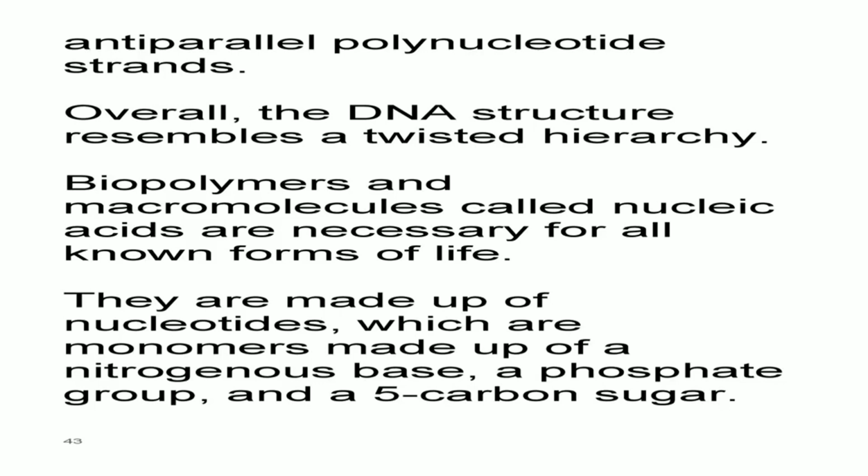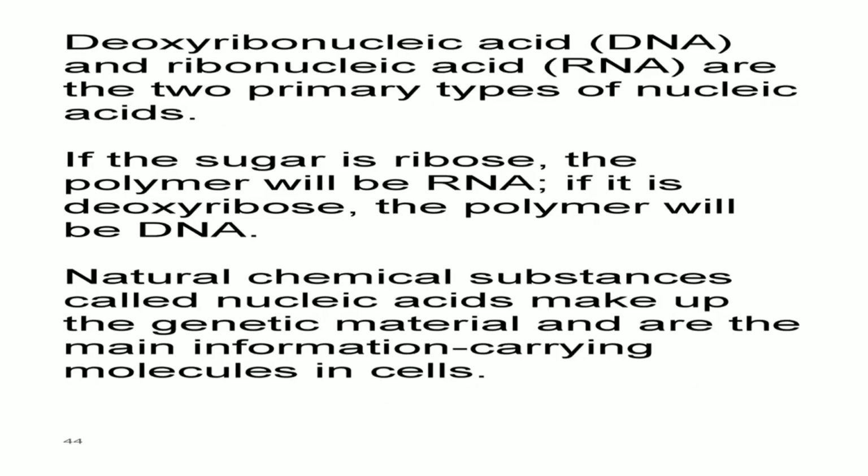Biopolymers and macromolecules called nucleic acids are necessary for all known forms of life. They are made up of nucleotides, which are monomers made up of a nitrogenous base, a phosphate group, and a 5-carbon sugar. Deoxyribonucleic acid (DNA) and ribonucleic acid (RNA) are the two primary types of nucleic acids. If the sugar is ribose, the polymer will be RNA. If it is deoxyribose, the polymer will be DNA.